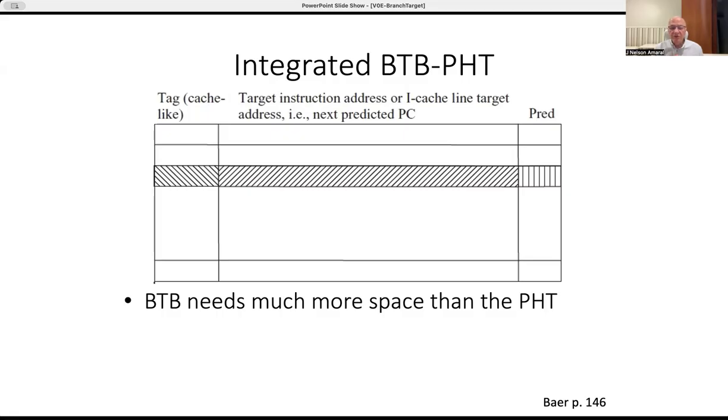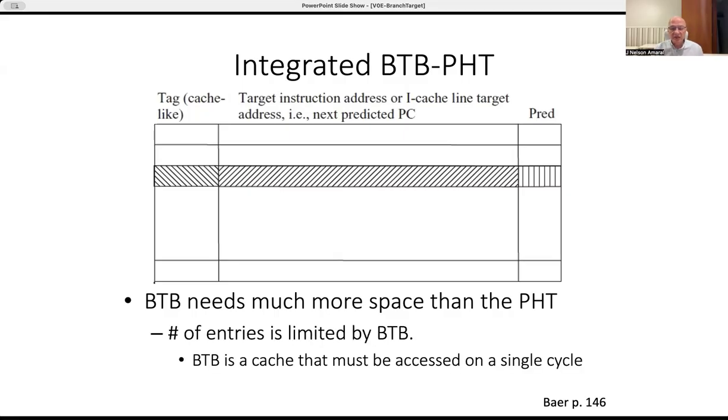The BTP will need much more space than the PHT. And remember that the BTP is a fully associative cache. So whenever I have an instruction hardware that's a fully associative cache, the number of entries in that structure is limited because I need to search all the entries when I'm looking for the value, for example, of the target of a given branch. So the number of entries in the BTP is limited by these factors.